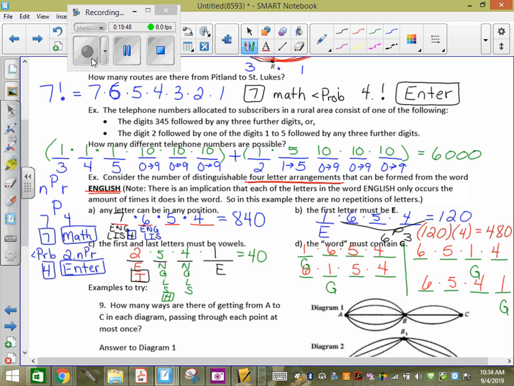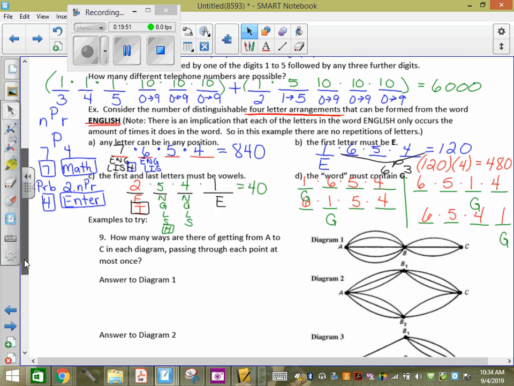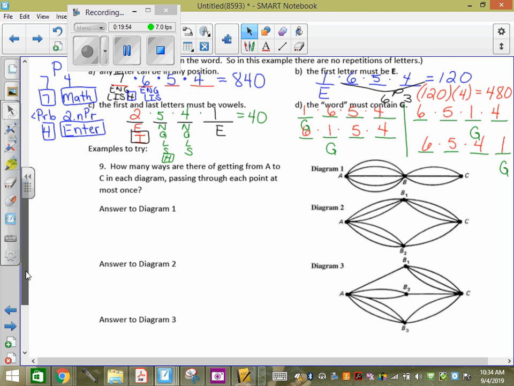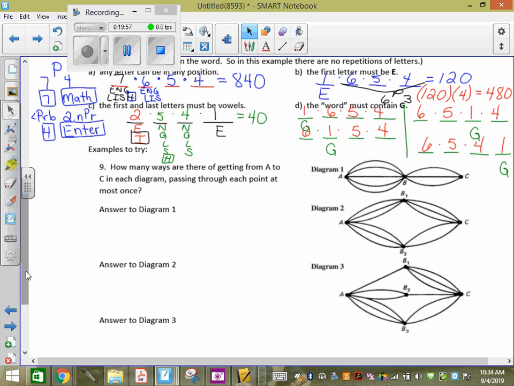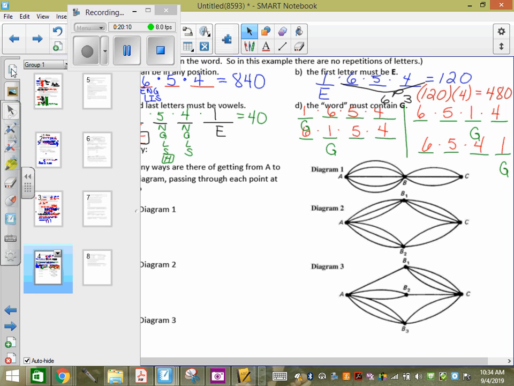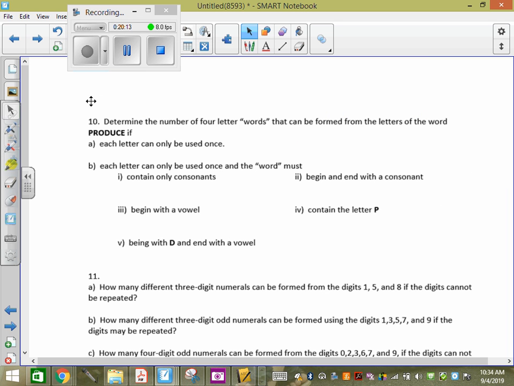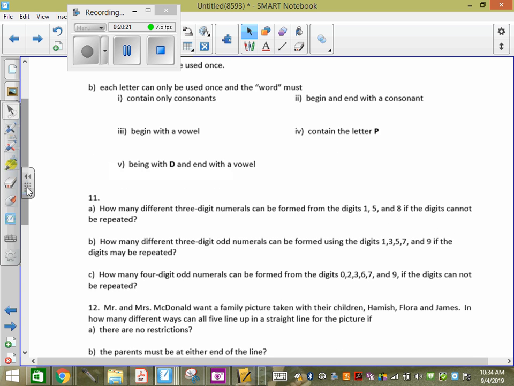All right? So there's a few examples we're going to work on that are just like what we just did. Number 9 says, how many ways are there of getting from A to C passing through each point? So this is the answer space for diagram 1, this is the answer space for diagram 2, and this is the answer space for diagram 3. So it's like what we did for the first example, right? Then I'm going to have you work on these, and we're going to go through the answers after. Then I'm going to have you work through number 10, and you can also do number 11. So we're going to work on 9, 10, and 11 right now.